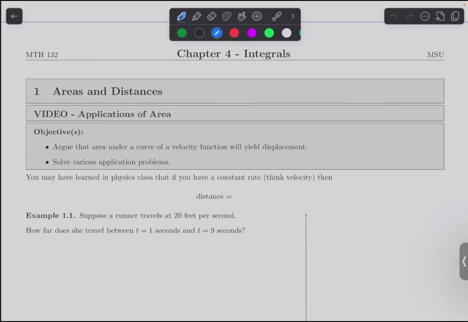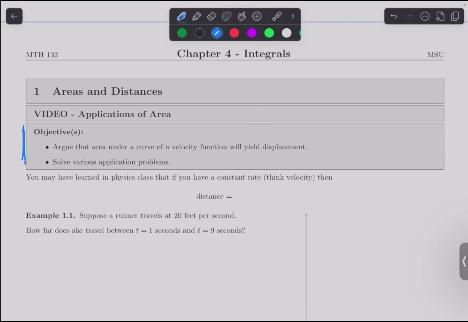Like it says here, we're going to be arguing in this video that area under the curve actually has some real world value. In particular, if you have a velocity curve, it will yield displacement. And with that, we can solve various application problems. But this is kind of a motivational video to say that, hey, this area under the curve thing has value.